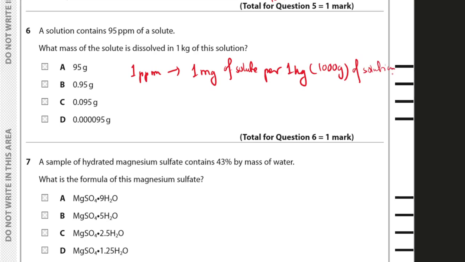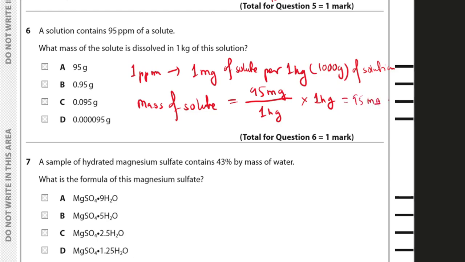That's what it is representing, right? So we can see 1 kg of the solution is provided. This makes it very easy to find the mass of the solute in grams. What we can do is divide the milligrams by 1 kg, times the total value of the solution down here, which is 1 kg. Okay, and that would be about 95 milligrams.